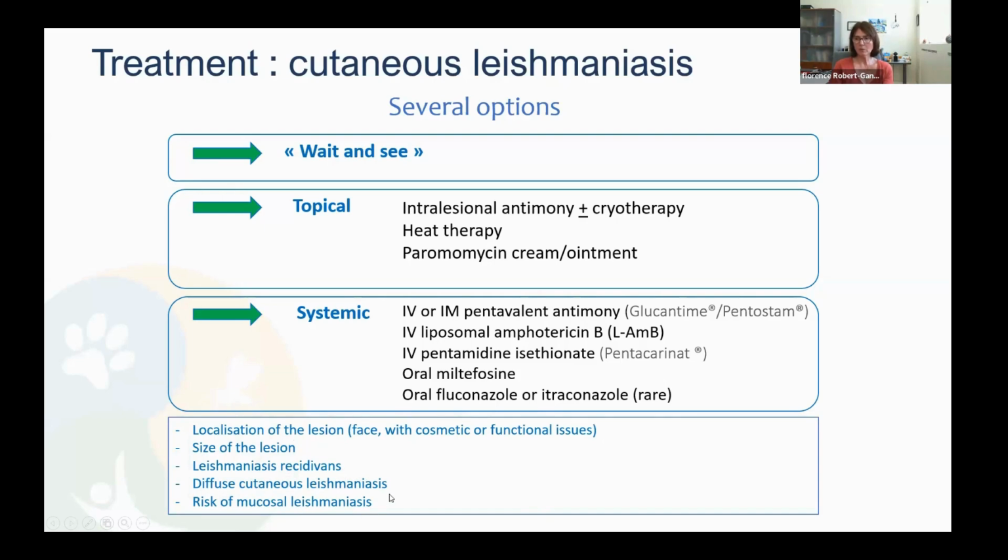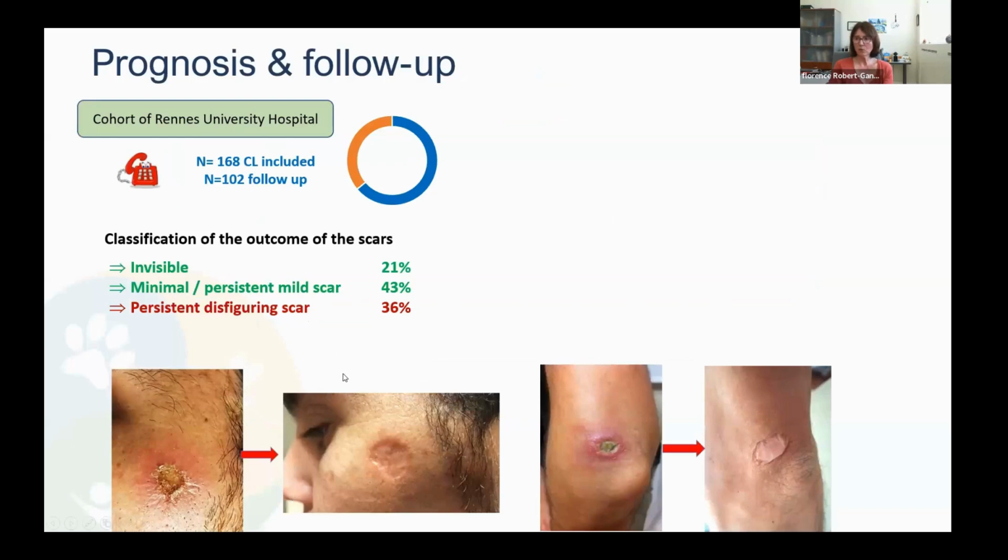of course, if the patient is returning from an endemic area and you still don't have the identification, or you have the identification and you can suspect that there could be a mucosal setting later on. So it is very important to have the identification.